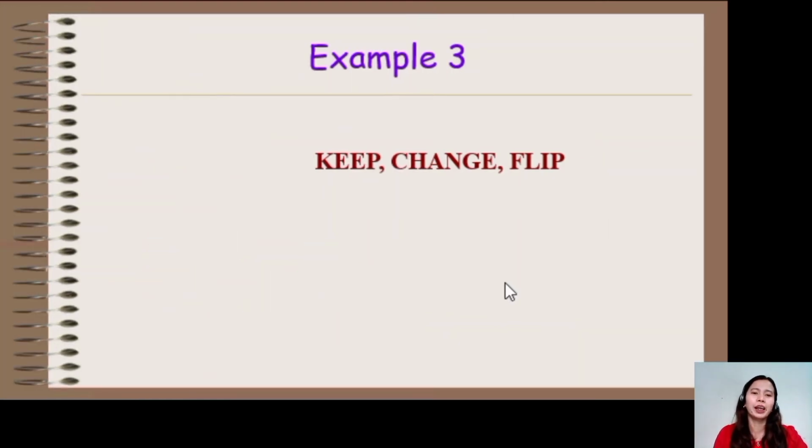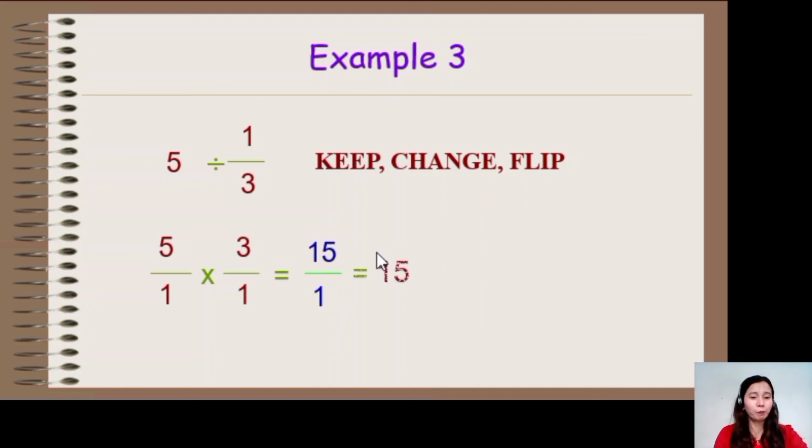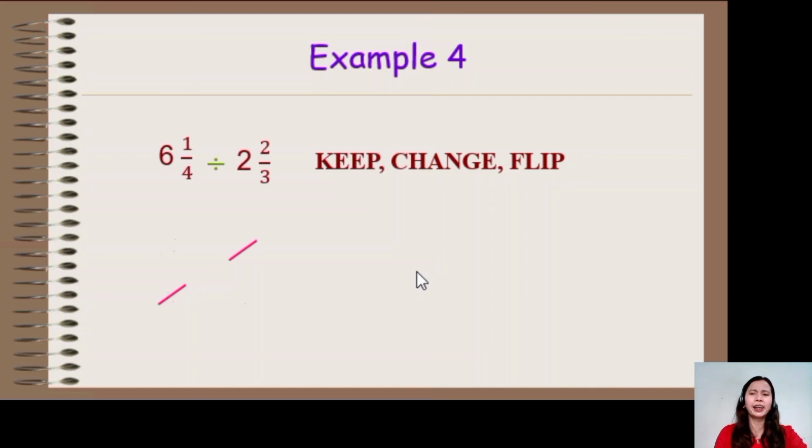Okay. Next. Keep, change, flip. So, 5 is a whole number. Keep this. So, you can rewrite this as a fraction. Just write 5 over 1. Then, flip. Flip this. 3 over 1. Oh, change nyo. Okay. Then, you can multiply. Numerator to numerator. Denominator to denominator. So, that is 15 over 1. Or simply, 15.